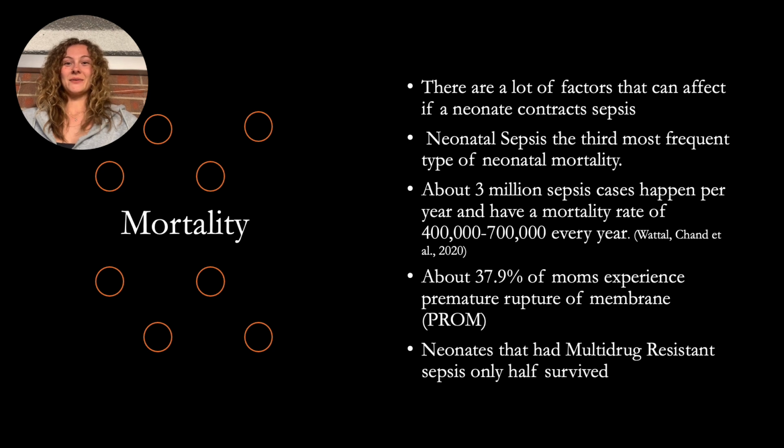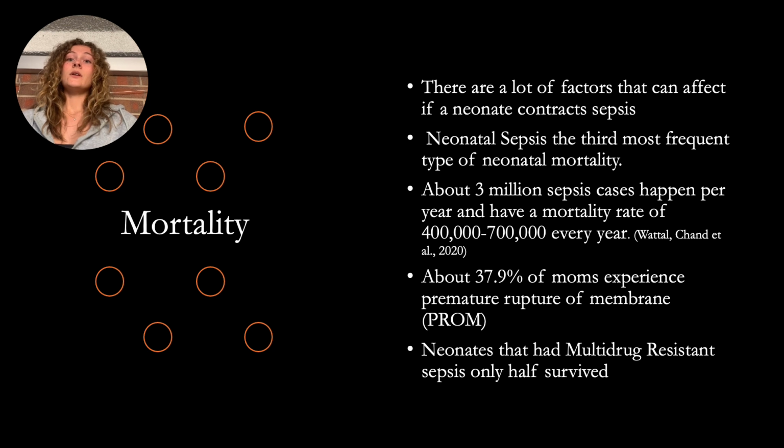Okay, now on to a really difficult topic, mortality. So there are a lot of factors that go into the mortality rate for neonatal sepsis, and it's actually one of the third most frequent types of neonatal mortality. Now, about 3 million sepsis cases happen per year, and 400,000 to 700,000 of those cases end up in death.